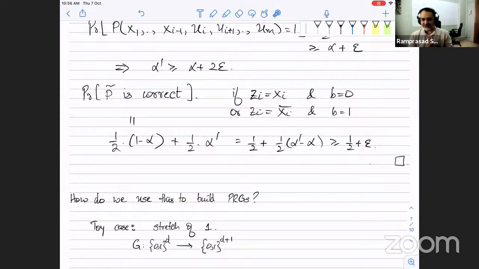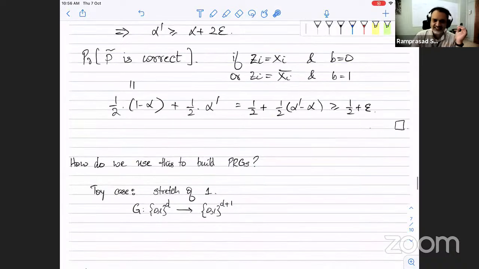Okay, so let's use what we have learned right now, that next bit unpredictability is sufficient to get pseudorandomness, in a very, very toy case, which is that suppose I just want to stretch by one bit. That is, I need a stretch of one. What I mean by that is I give you a seed of length d, and I am asking you to give me d plus 1 bits that look uniform to somebody else. On the face of it, it feels like, why would this even be useful? But this is a stepping stone. It's like one of these epsilon steps that you do to prove much, much stronger statements.